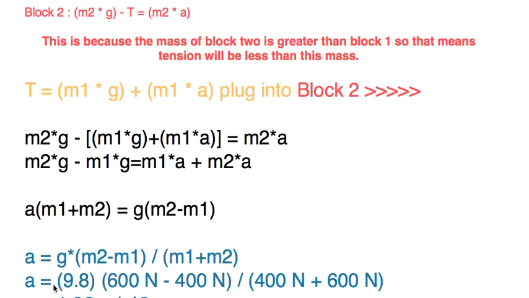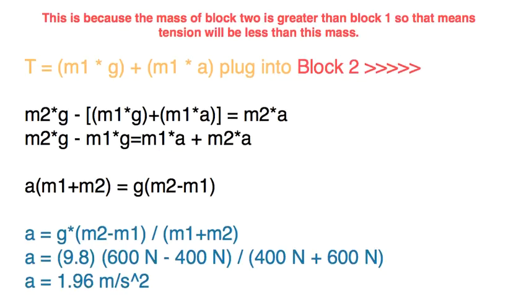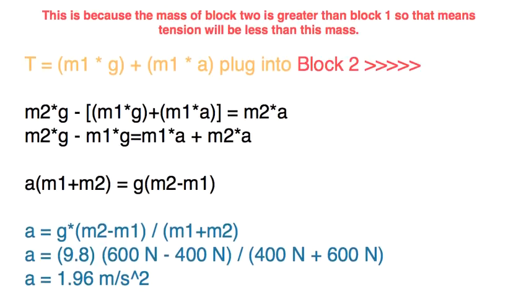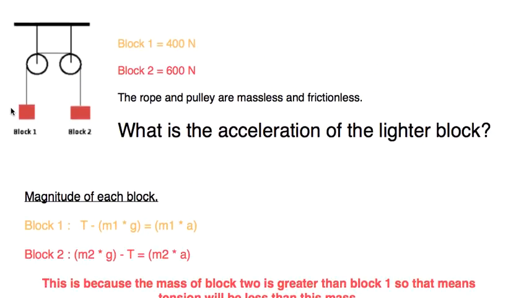I now have that acceleration equals gravity, 9.8, times mass of the second minus mass of the first, which is 600 minus 400. Divide that by 400 newtons plus 600 newtons, and that comes out to my acceleration, which is 1.96 meters per second squared. And that is the acceleration of block number 1.